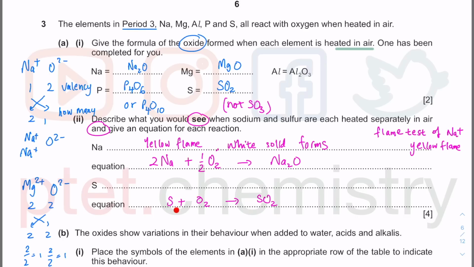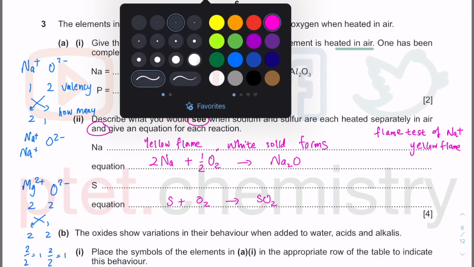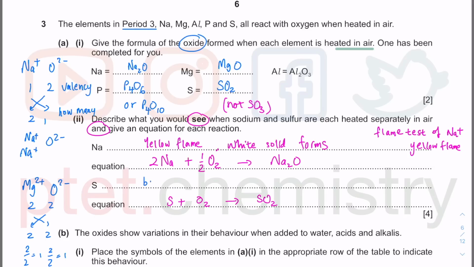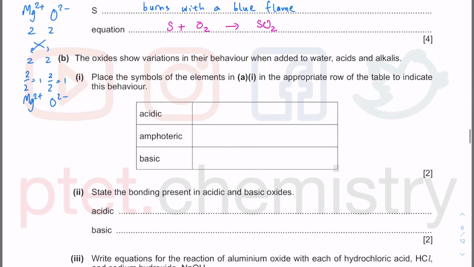But the sulfur actually burns in oxygen with a very characteristic color. It burns with a blue flame, which is a very special kind of color. If you have the opportunity to see this, you should try, and you can check out YouTube for this color. It's actually pretty cool. Okay, now to the next question.